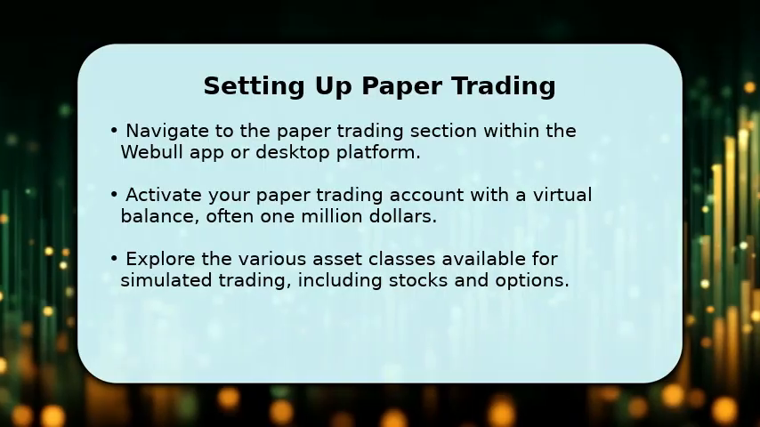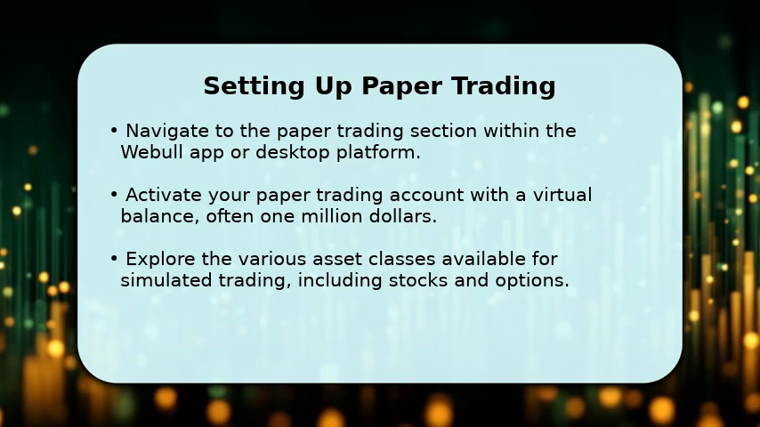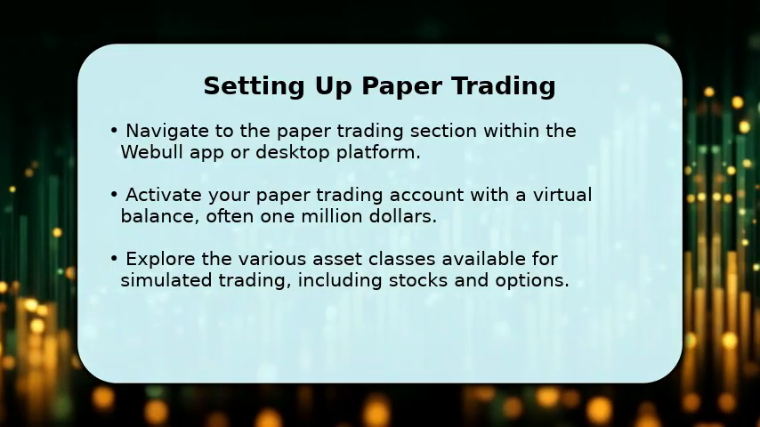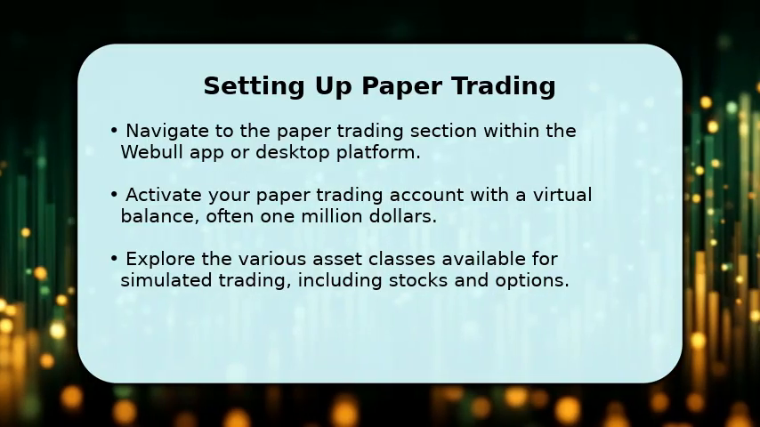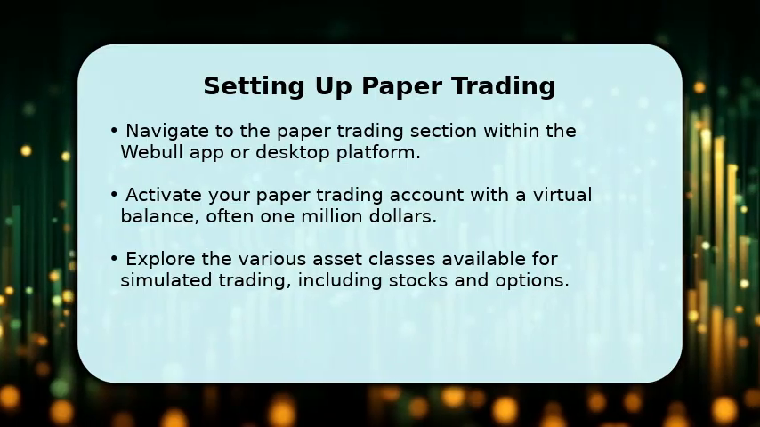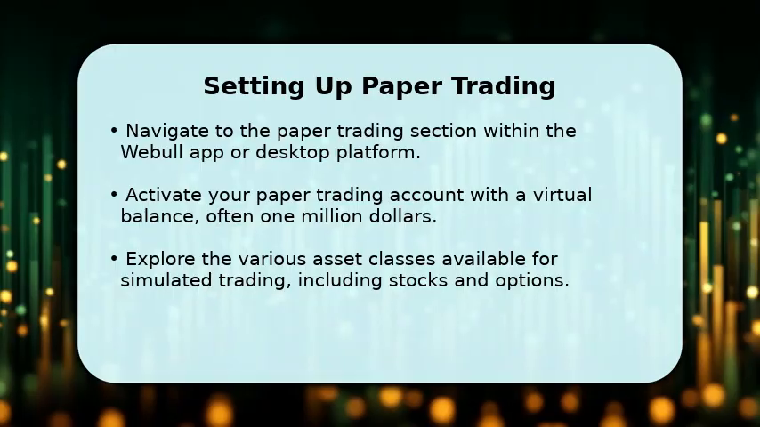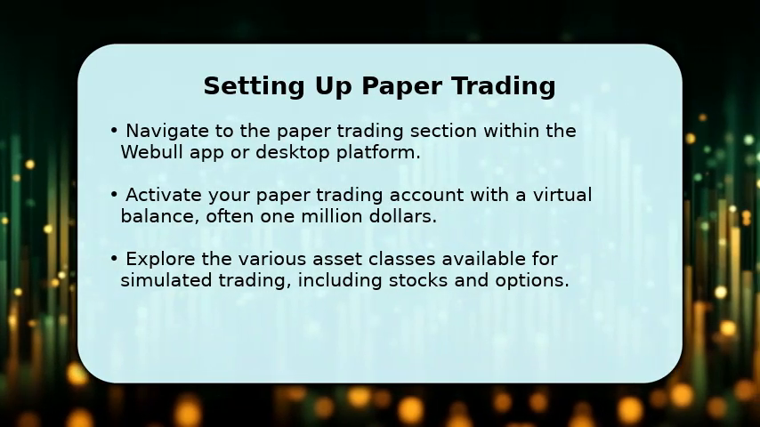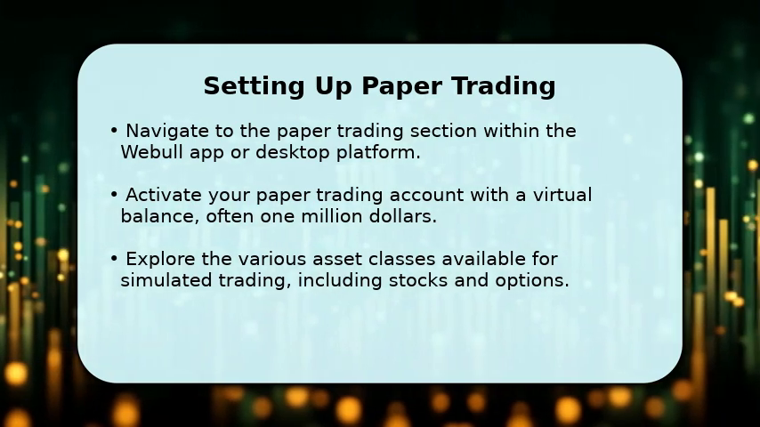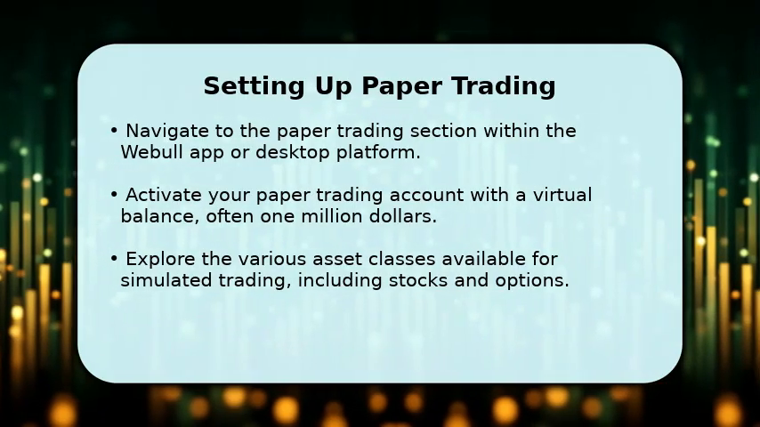Getting started with paper trading on Webull is quite straightforward. First, simply navigate to the paper trading section, which is easily accessible from both the mobile app and the desktop platform. Once there, you can activate your paper trading account, which typically comes preloaded with a substantial virtual balance, often $1 million. This allows you to immediately begin exploring different asset classes, such as stocks and options, and practice placing trades without any financial risk.